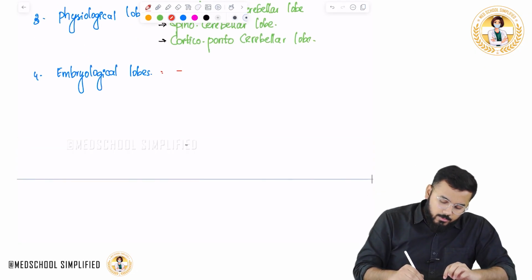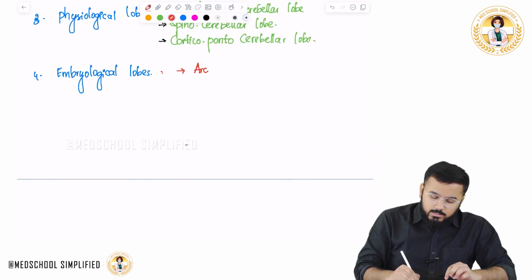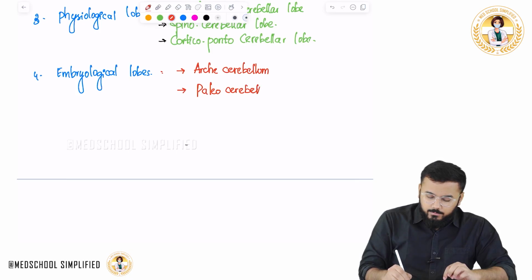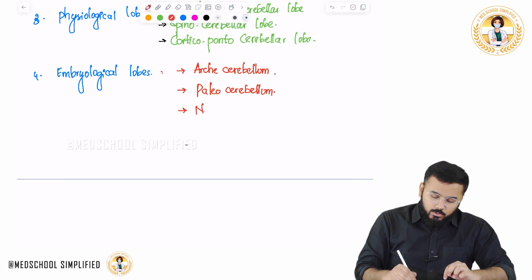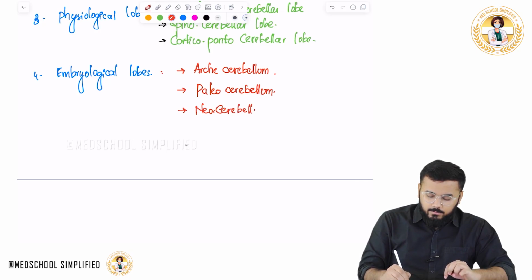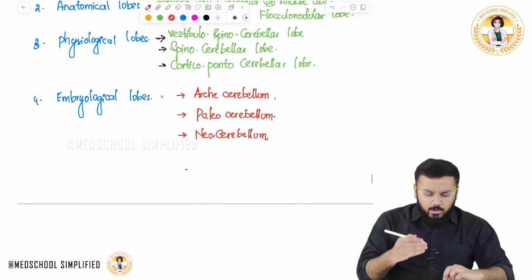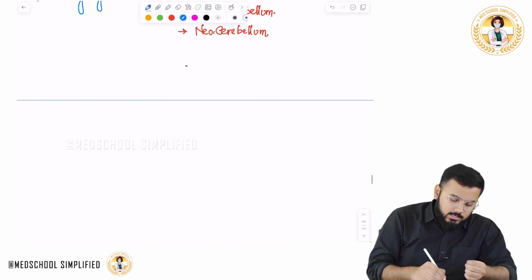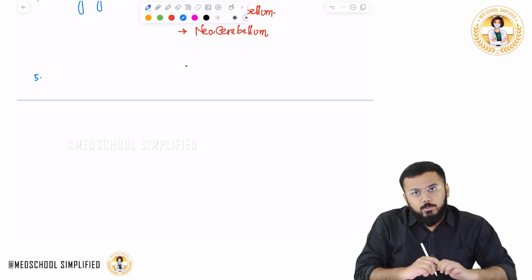So the first formed embryological lobe is called the archicerebellum. The second formed after this is called the paleocerebellum. And the third formed embryological lobe is the newly formed neocerebellum. Okay. I hope you are clear with this. Apart from this, let us discuss the fifth important thing.